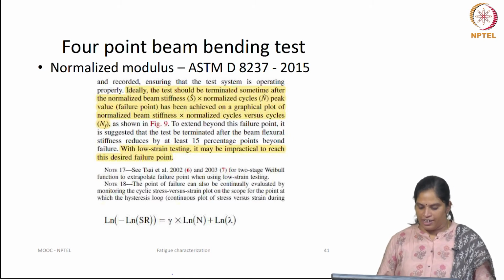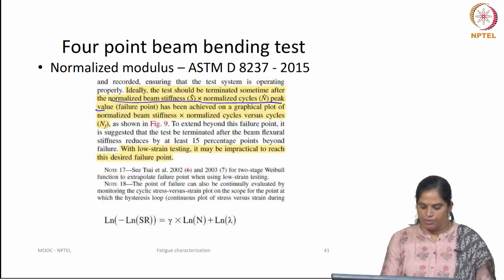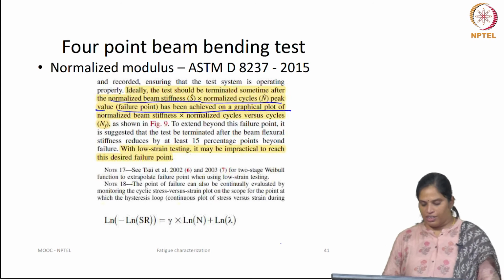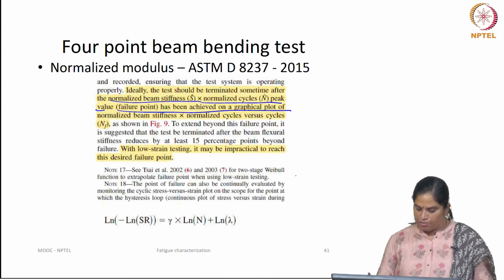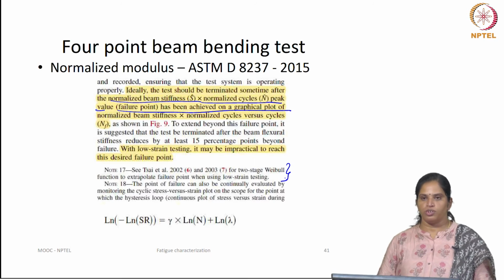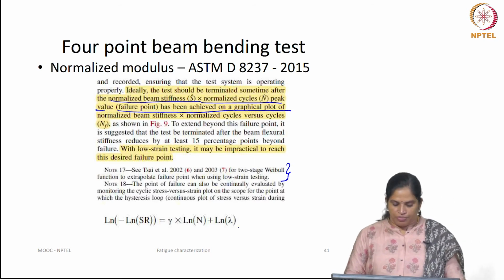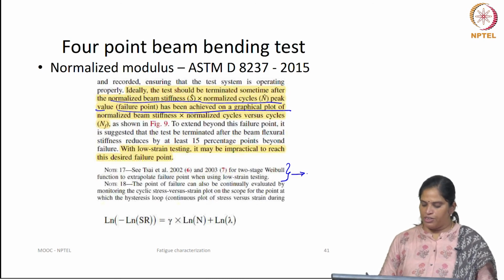So, ASTM says that ideally the test should be terminated some time after the normalized beam stiffness, and the product of normalized beam stiffness and normalized cycle, has reached the failure point, that is the peak value, on the graphical plot. If this is not achieved, you can use a Weibull distribution as described in this note. This Weibull distribution fitting generally occurs when we test at a very low strain level.